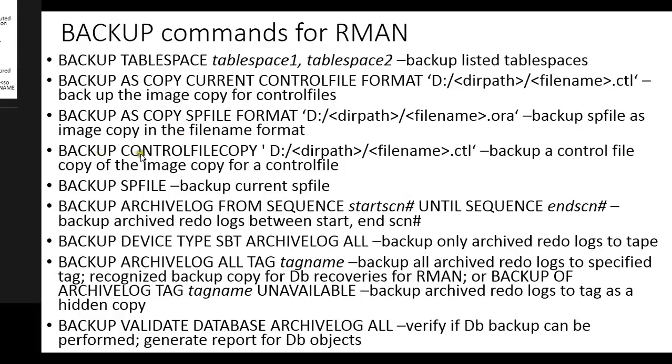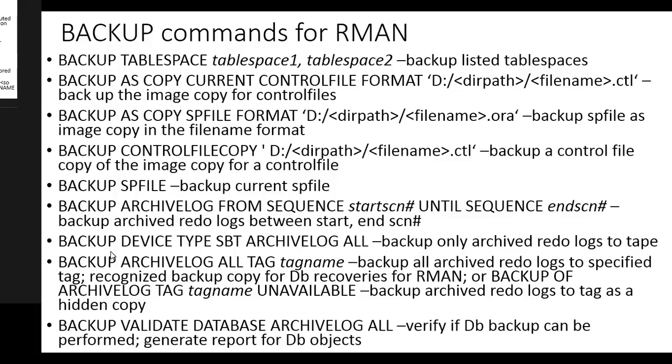You can also back up a control file copy, which is an image copy of the actual control file. And you have backup spfile, which is just to back up the current spfile. Then you have backup archivelog from sequence, with a start sequence and an end sequence, until sequence. The archive logs between these two sequence numbers will be backed up.